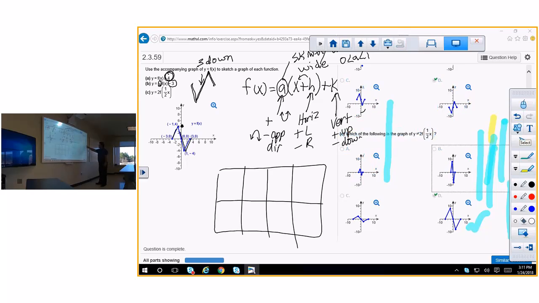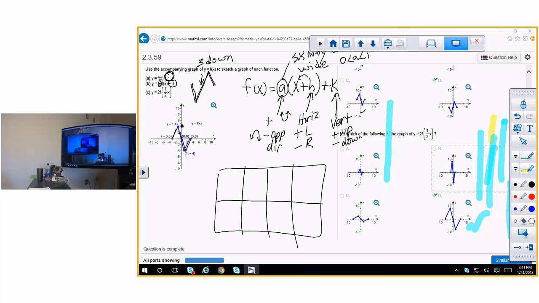All right, so here we go. It's not this because it makes it wider. It's not this because it makes it smaller. It's this one right here because it makes it taller and it spreads it out also because of the 1/2. See the 1/2? That's the fraction between 0 and 1. So this is your answer here.